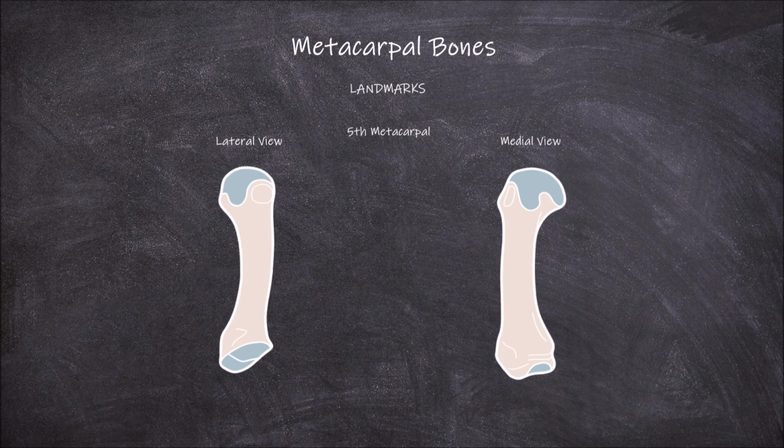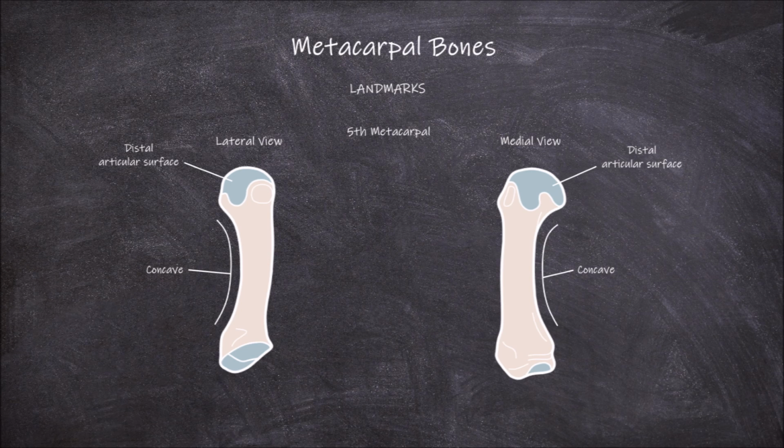Let's now look at the fifth metacarpal. The distal surface on the head of this bone has an articular surface for articulation with the fifth proximal phalanx. The palmar surface of the shaft is concave, whilst the dorsal surface is slightly convex. A tubercle is found on the medial surface of the base of this bone. On the lateral surface of the base is a facet for articulation with the fourth metacarpal bone. Proximally is a facet for articulation with the hamate bone.